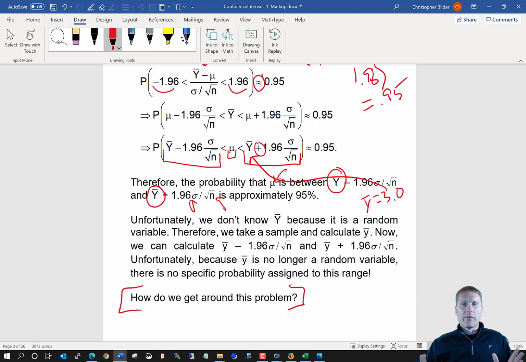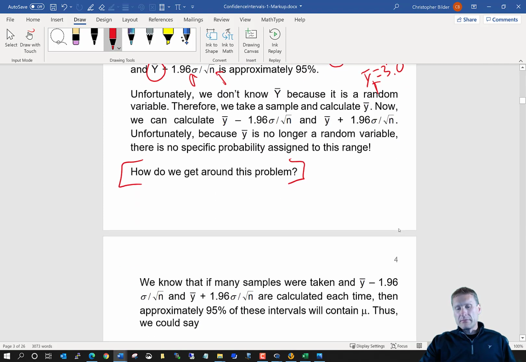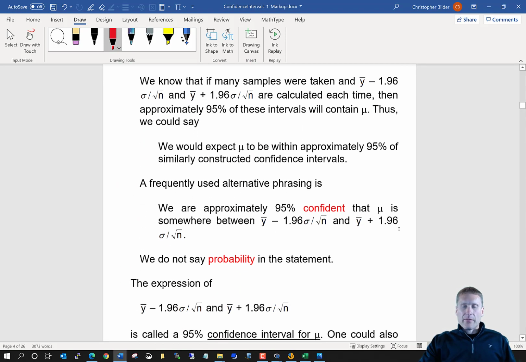Okay, so the ultimate goal is I want to find what is called a confidence interval. I want to have a certain amount of accuracy associated with it. We have this interval estimate for mu, but how do we deal with the fact that once I replace that random variable with what I observe the sample mean to be, I no longer can make a probability statement? How do we get around this problem? Here's how. We adjust our interpretation, you could say.